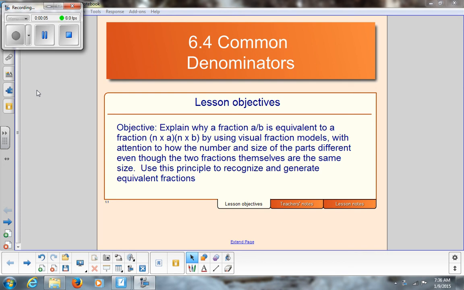Okay, so tonight we're going to be working on common denominators. Our objectives are the same as they have been the last few lessons. We're going to explain why one fraction is equivalent to a different fraction by using visual fraction models, like a drawing or something along those lines, with attention to how the number and size of the parts are different, even though the two fractions themselves are the same size. Use this principle to recognize and generate equivalent fractions.